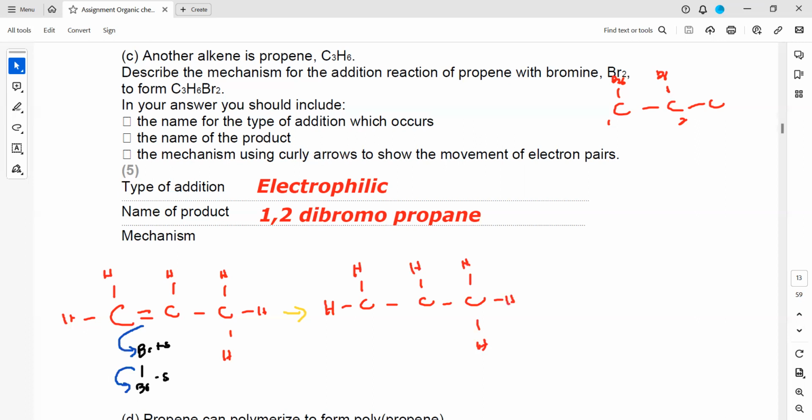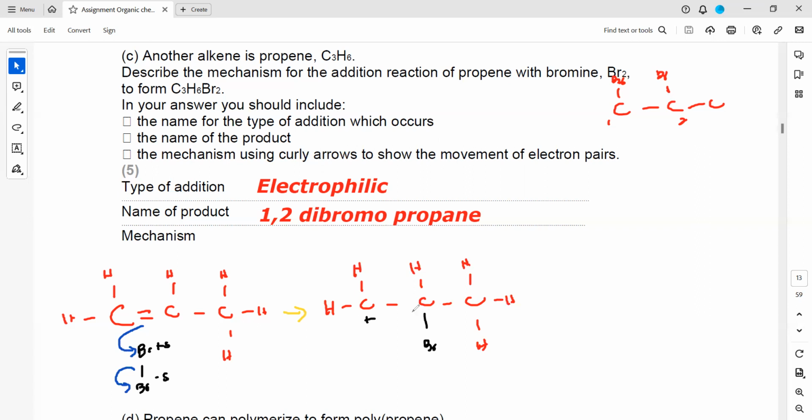Now we have to write a mechanism for bromine. In this case, what might happen if a bromine is attached to this carbon? If a bromine is attached to this carbon, this will be partial positive. And if a bromine is attached to this carbon, this will be partial positive. But which is more likely to happen?